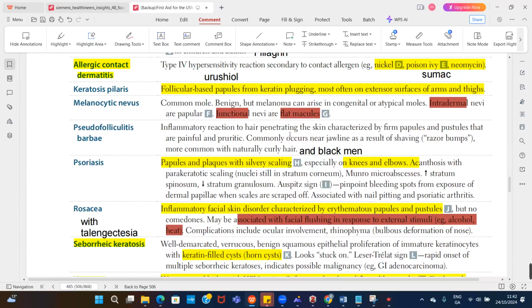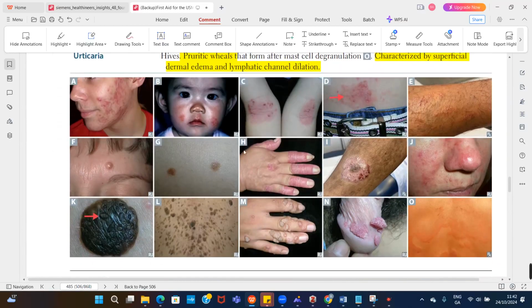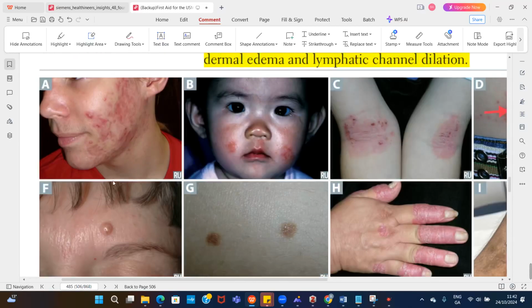Moving on to the next one, which is what? The compound mole. The compound nevi are not flat. They are raised, just like the one we have here. So this one is an example of maybe a compound mole or intradermal. Both of them are raised.